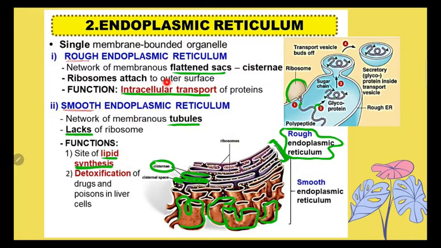Okay, lipid, you have learned what lipid is in a previous chapter. And the second function is for detoxification of drugs and poisons in liver cells. So in liver cells there is a lot of smooth ER.